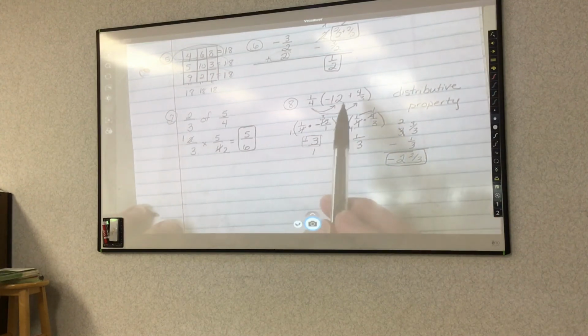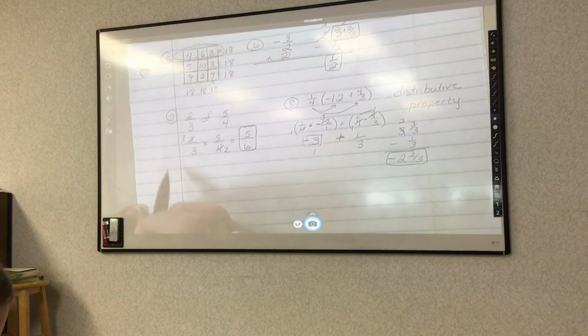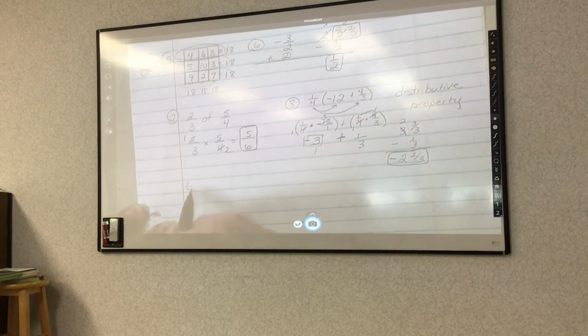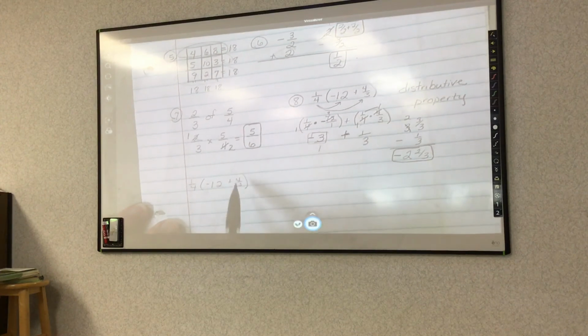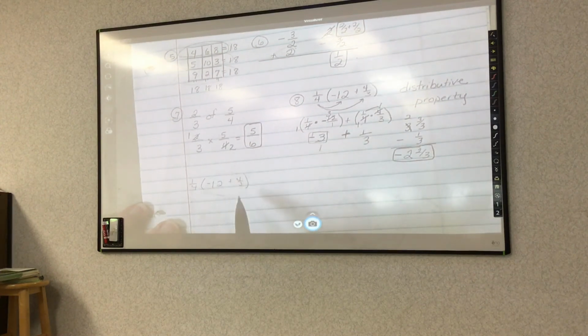Another way you could have done this problem is this. I have 1/4 times the quantity, negative 12 plus 4/3. You could have done what's inside the parentheses first. So I could have taken the 12 minus 4/3. 12 becomes an 11, and this becomes 3/3, but that doesn't work, so I have to borrow again. So now I have 6/3 minus 4/3 is 2/3. 10 minus nothing is 10, but it's negative because the bigger number is negative.